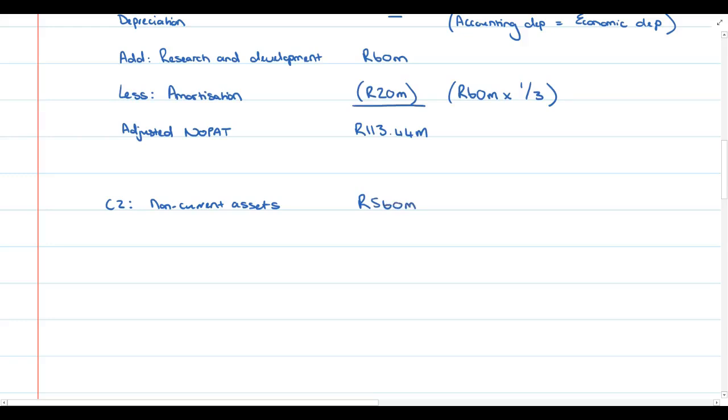Non-current liabilities will not be included in the calculation. I'm just including this for completeness' sake. The reason why the non-current liabilities are not included in the calculation is long-term liabilities are usually arranged by head office and they are not under the control of the divisional manager. So that's why they are not included over here. They are not controllable.